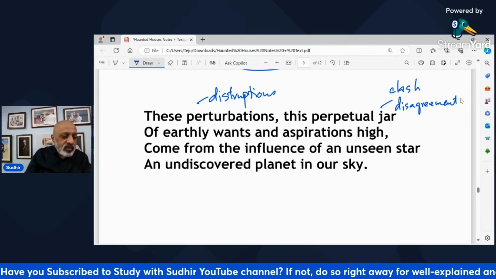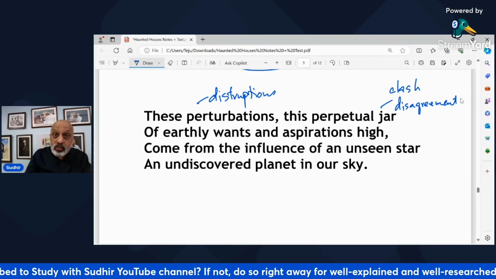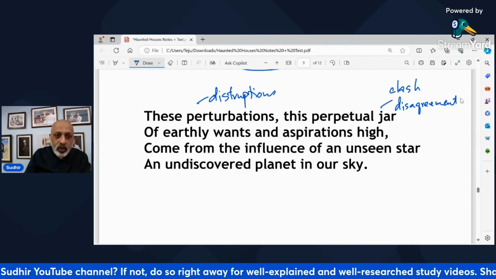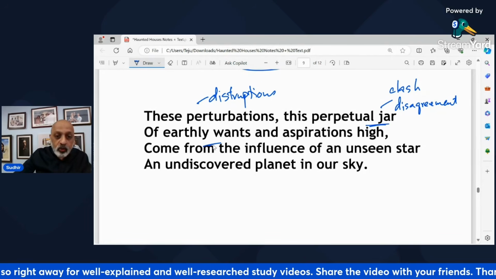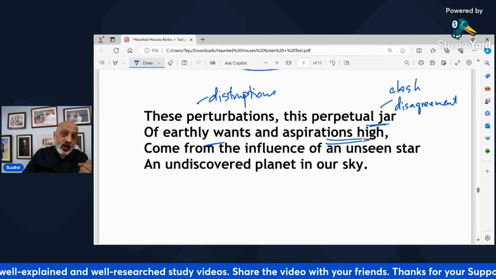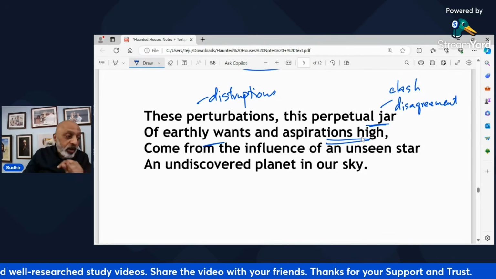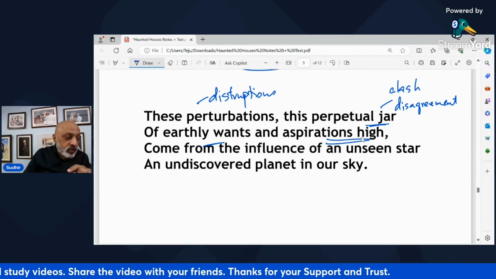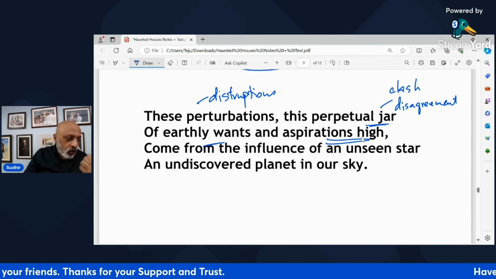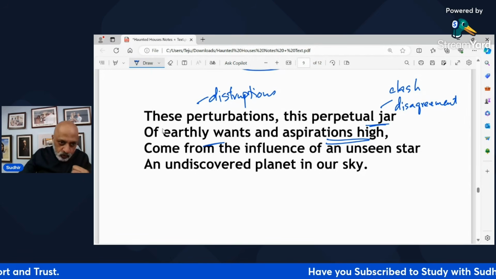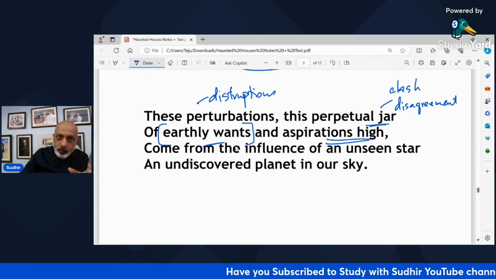So the jar is of earthly wants, jo zaruratein hain, what are the needs? Okay, and the jar is of earthly wants, but the aspirations are high. The aspirations, where do they come from? The aspirations come from something which is unseen. So the conflict between our earthly wants, this one, there will be a conflict.